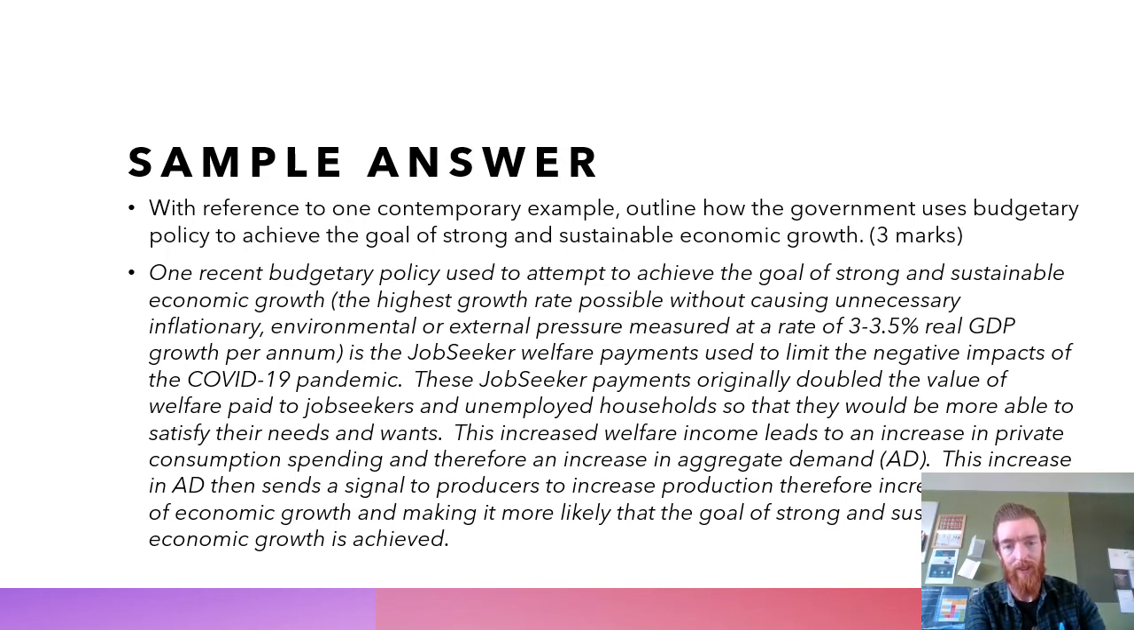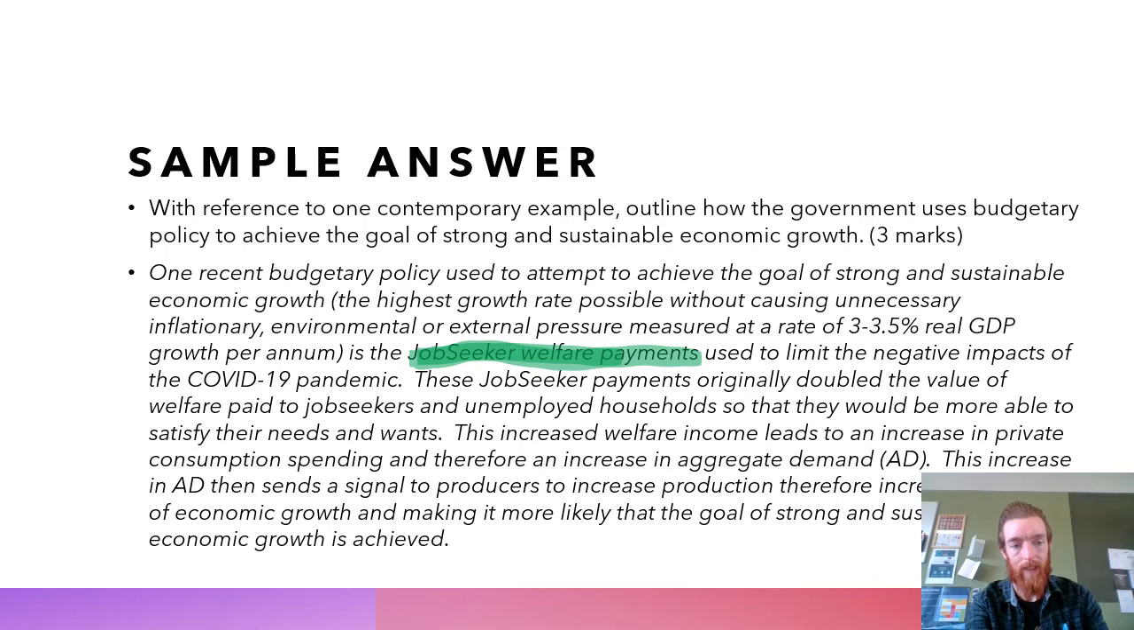So I really recommend using this one as an AD policy all throughout the year because it's really easy to describe. So this is used to limit the negative impact of the COVID-19 pandemic, tying it into that contemporary stuff. So these Jobseeker payments originally doubled the value of welfare paid to job seekers and unemployed households, so they'd be more able to satisfy their needs and wants. This increased welfare income leads to an increase in private consumption spending and therefore an increase in aggregate demand. So that's linking it to the components of AD there.